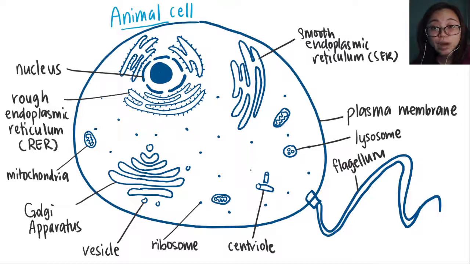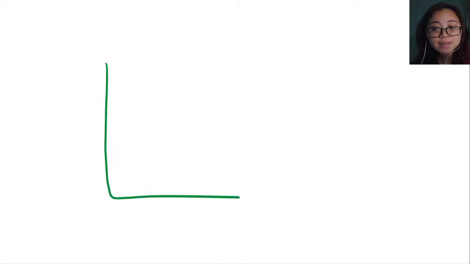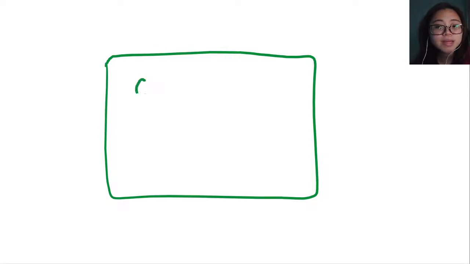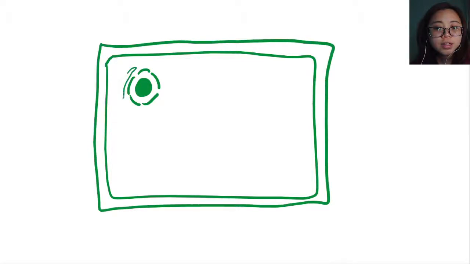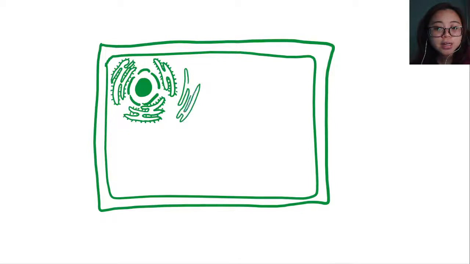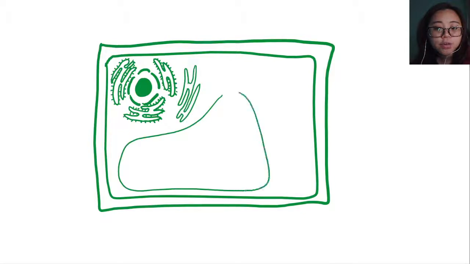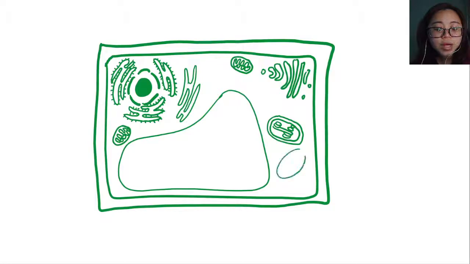We're not done here. We have one more cell to look at. So let us look at the plant cell. So we start with the plasma membrane. We draw the nucleus, the nuclear membrane, the cell wall, the rough endoplasmic reticulum, smooth endoplasmic reticulum, vacuole, Golgi body, mitochondria, another mitochondria, chloroplast, and another chloroplast. And of course, I would like to add lots of ribosomes.